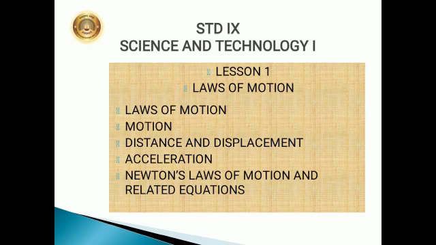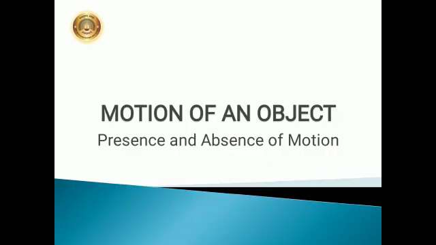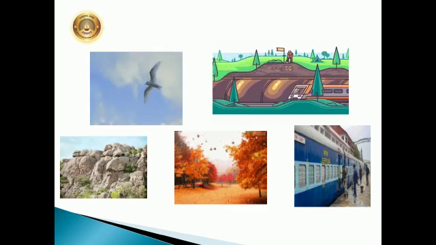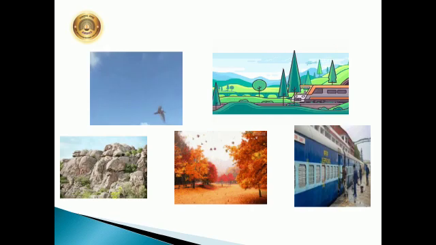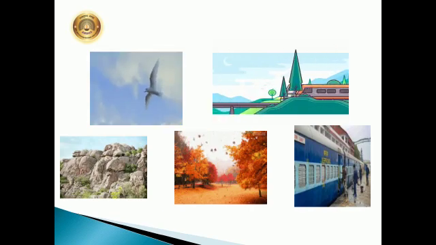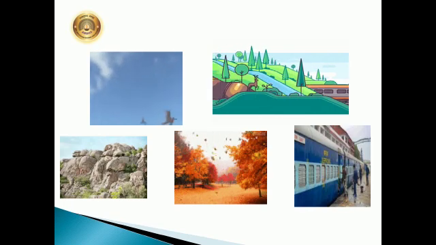The lesson includes laws of motion, distance and displacement, acceleration, Newton's laws of motion, and related equations. Motion of an object, presence and absence of motion. How will you explain presence and absence of motion? Let us see some examples where we can sense motion. Look at the examples: the flight of a bird, a stationary train, a moving train, leaves flying through the air, a stone lying on a hill.